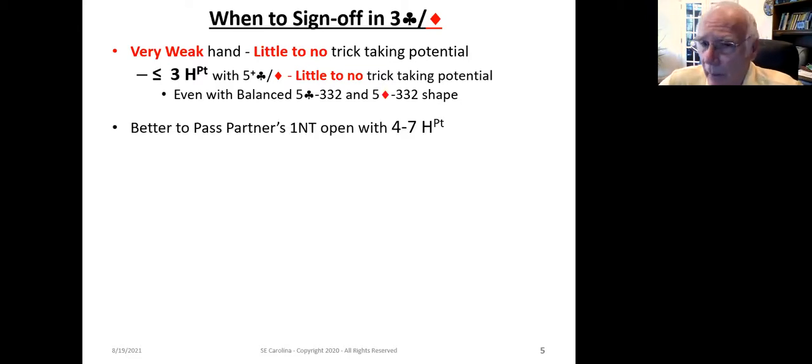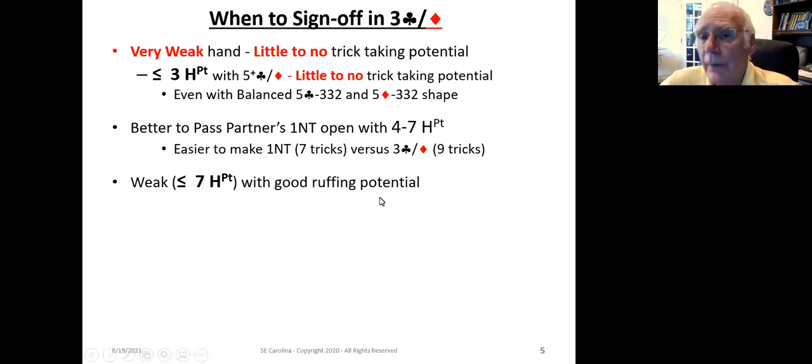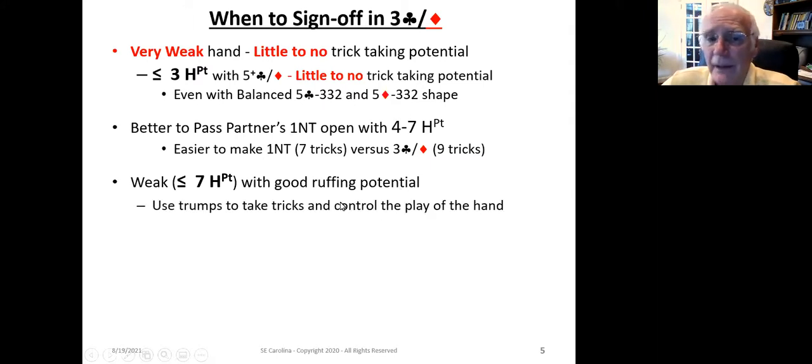Now, as we saw on the previous chart, it's best to pass partner's one no trump open with 4 to 7 high card points. Why? Because it's easier to make 7 tricks versus 9, and you've got half the points in the deck. Maybe a little bit more than half the points in the deck. If you're weak, less than or equal to 7 high card points with good roughing potential, again, this means you're unbalanced, you're going to want to play in a suit contract.